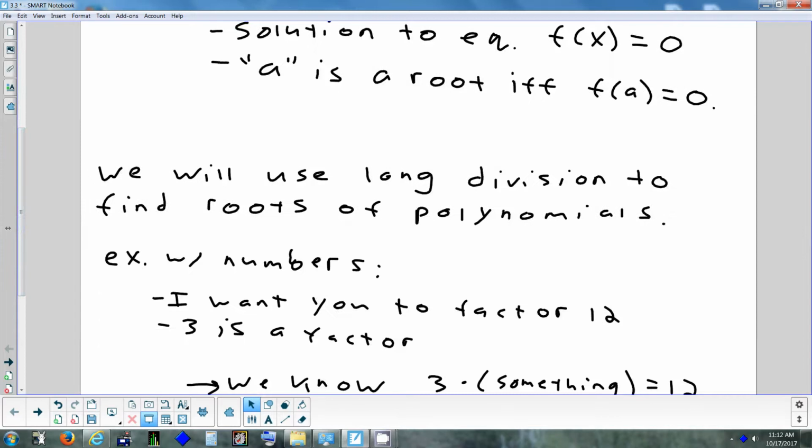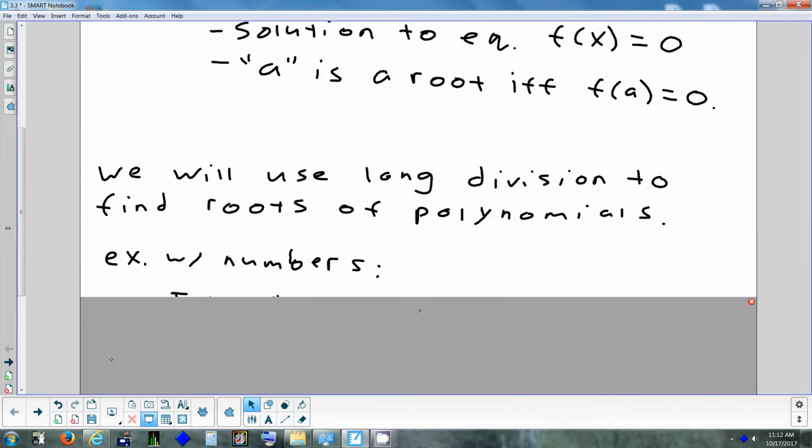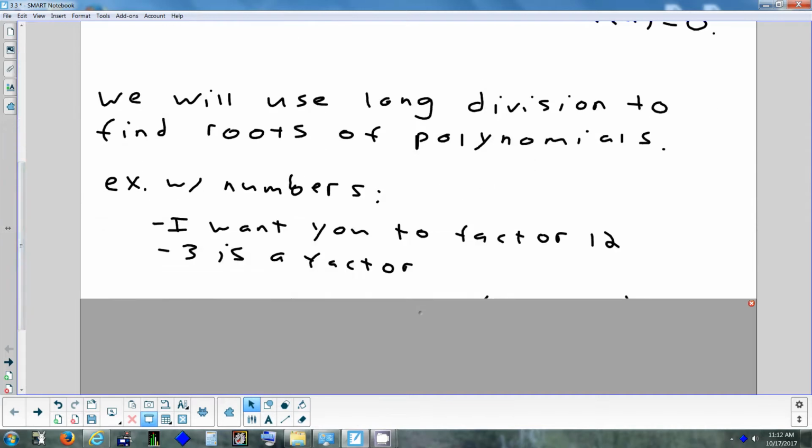Okay, so we're going to use long division to find roots. But the first thing I'm going to show you is an example with just basic numbers. So let's say I wanted you to factor the number 12. That means to write 12 as a product of two things. Now, if I tell you that 3 is a factor, 3 is one of the factors of 12.